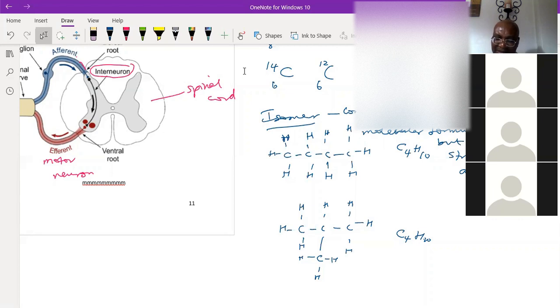Number 18. The entry and exit of materials in the animal cell are regulated by which of these cell organelles? A, nucleolus, B, cell wall, C, endoplasmic reticulum, and D, plasma membrane. D, correct. Plasma membrane. The cell membrane or plasma membrane controls substances that go in, and it is semi-permeable. That is a keyword, right? Semi-permeable.